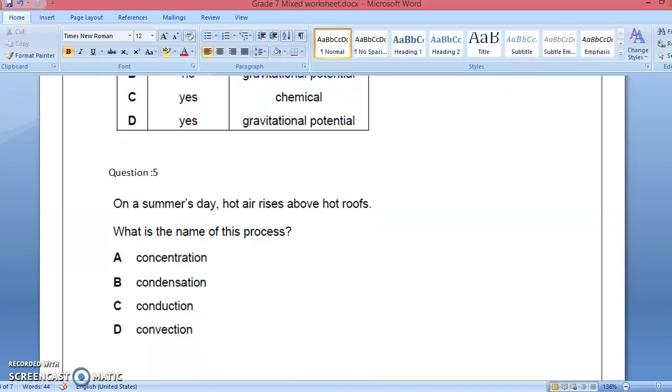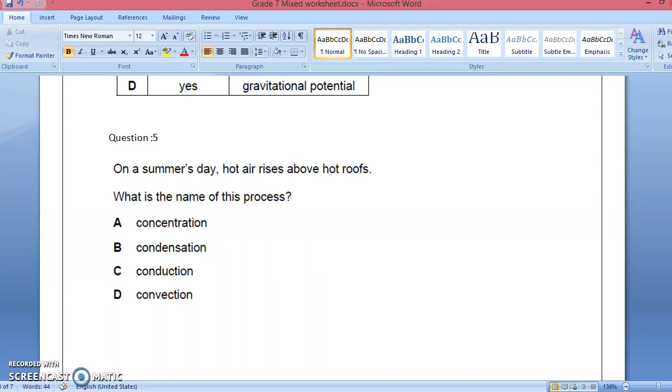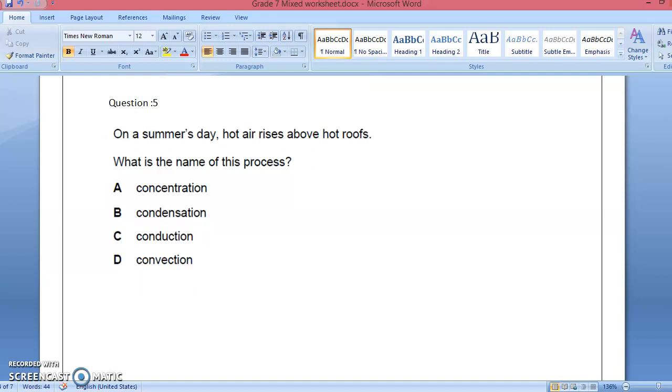Come to question 5. On a summer's day, hot air rises above the hot roofs. This is the normal process. What is the name of this process? All the answers start with C and they end with shun. Well, condensation we know is the opposite of evaporation. Conduction we know that it happens between solids. Okay, and the next is convection. So which one do you think is the correct answer? It is D, that is convection.